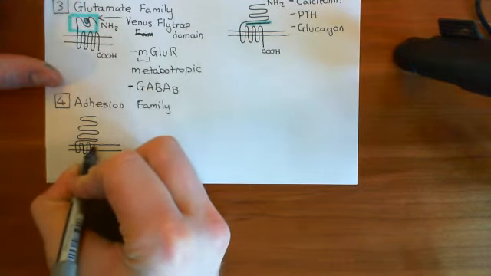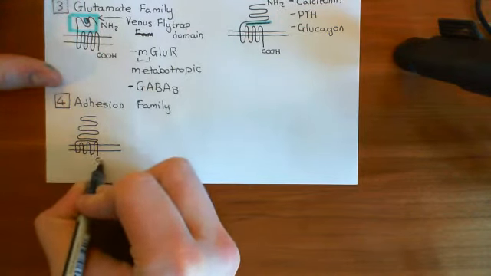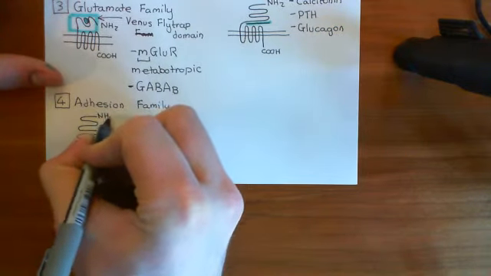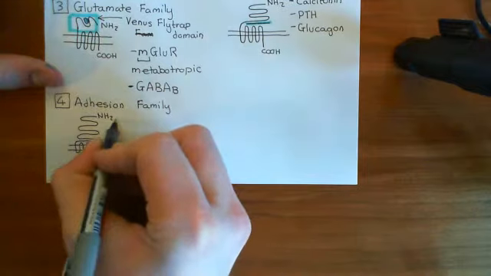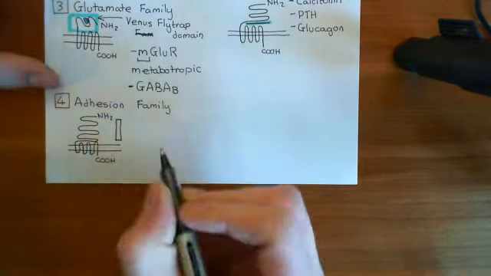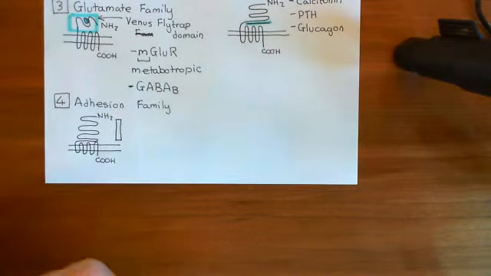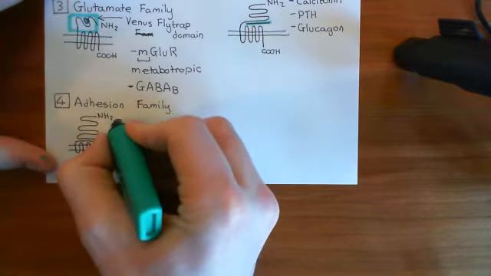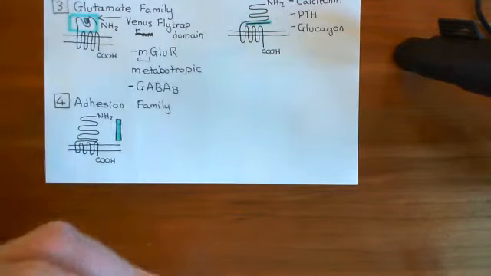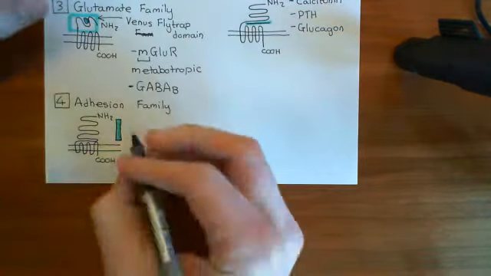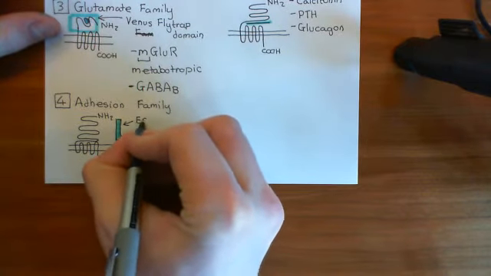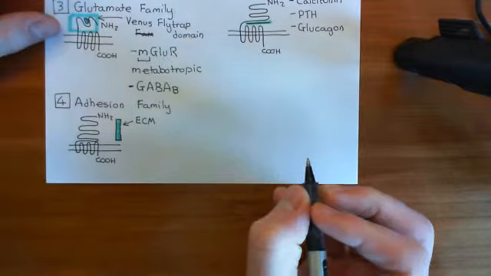Instead, their ligand is a component of the extracellular matrix. Here's their amino terminal, here's the carboxylic acid terminal, and their large amino terminal domain will bind to components of the extracellular matrix. In turquoise here, this represents a portion of the extracellular matrix. So these adhesion family G protein coupled receptors all bind to components of the extracellular matrix.